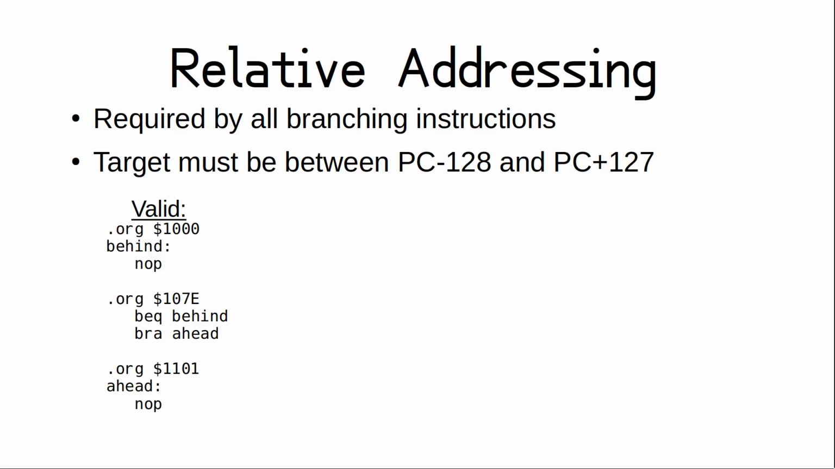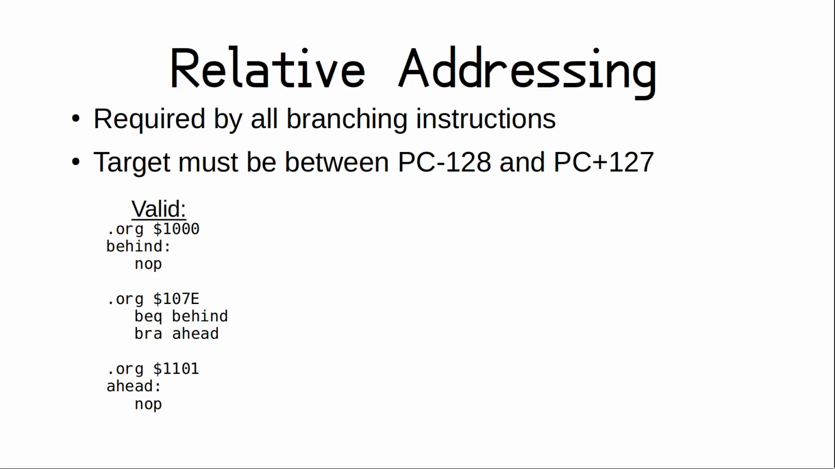Here we have placed a BEQ instruction at hex 107E that targets a label at hex 1000. That requires a relative jump backwards from the address of the instruction by 128 bytes, which is the maximum allowed. Then there is the BRA instruction that will be placed at hex 1080, then targets a label at hex 1101. That is only 127 bytes further than the next instruction, which is the maximum in that direction.